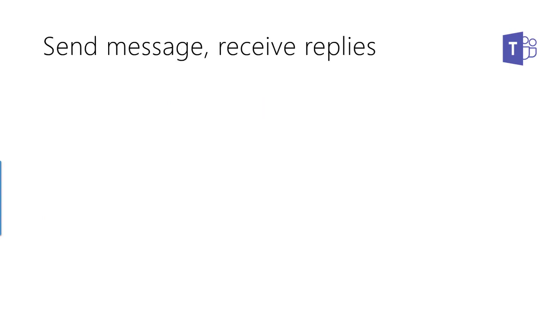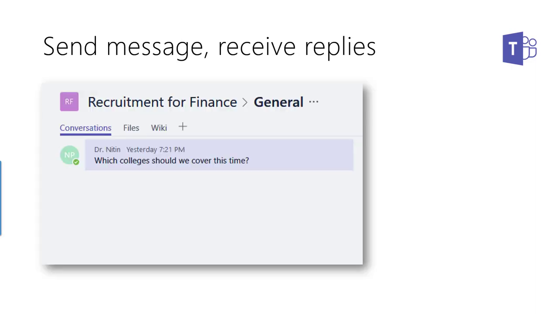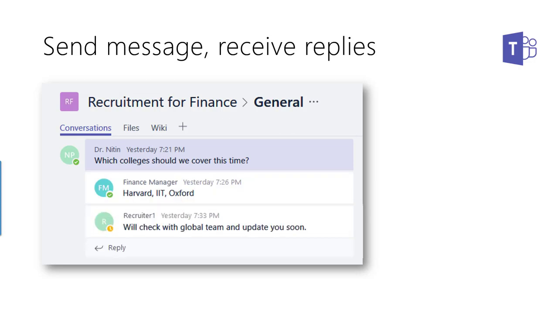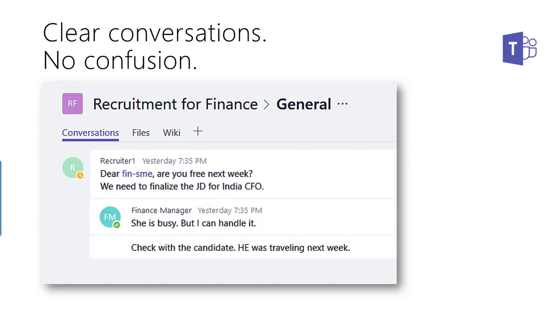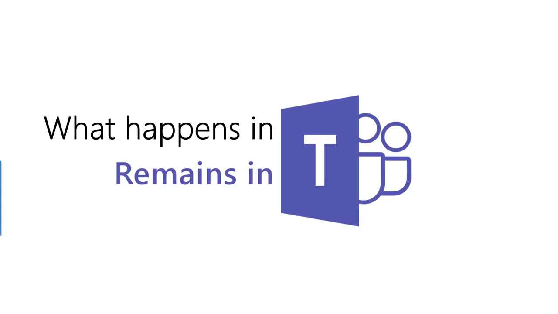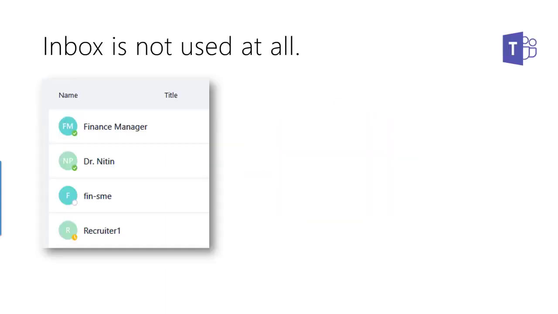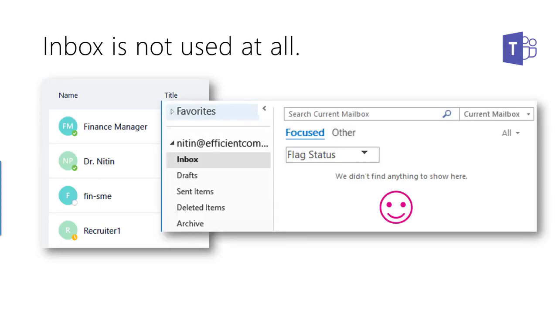To communicate with others, just post a message in the right channel. People will reply to it. All the replies are kept together along with the original message. You can have multiple such replies without mixing up and confusion. What happens in Teams remains in Teams. The best part is inbox is not used at all.